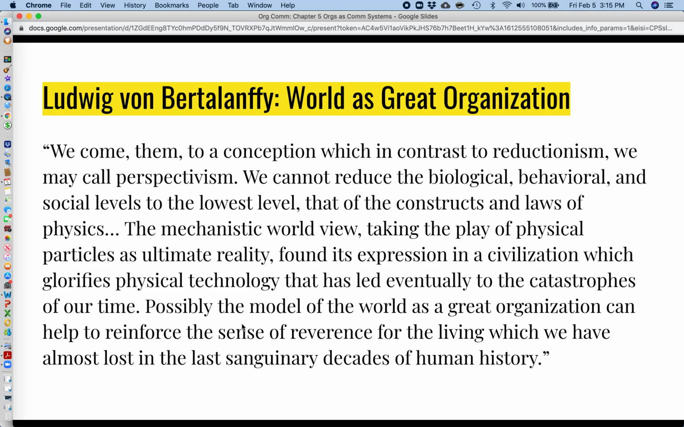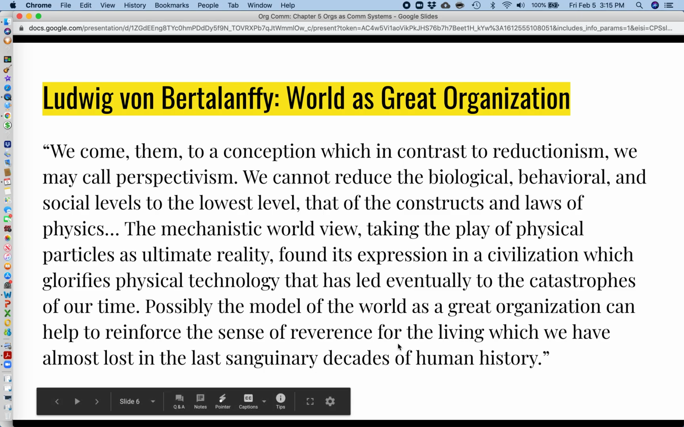So he says possibly the motto of the world is a great organization, so as a system, right, rather than trying to reduce the world to its basest parts and deal with it in terms of causal reason, can help us reinforce the sense of reverence for the living, which we have lost in the last sanguinary decades of human history.